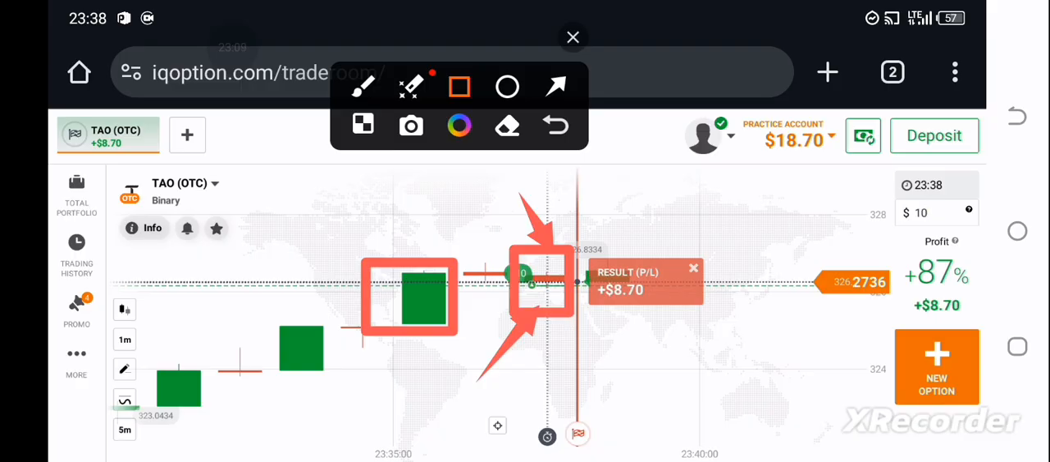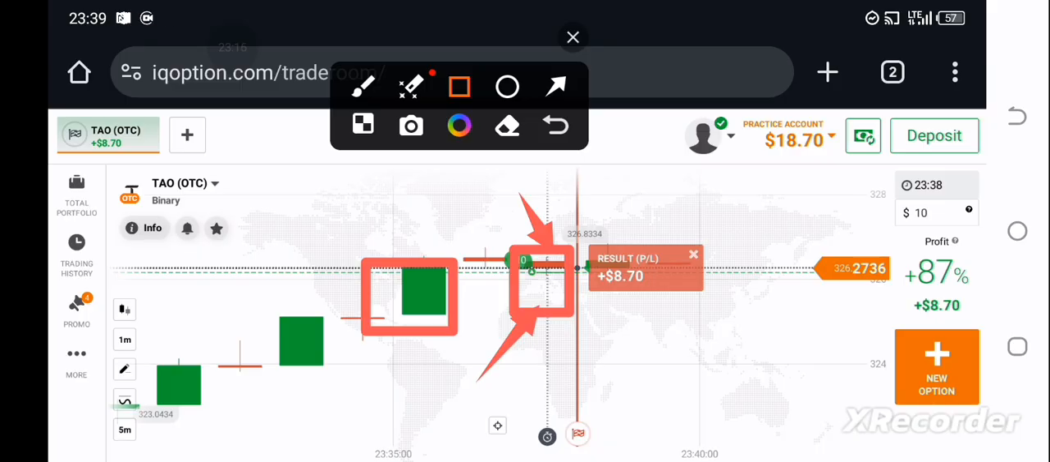Okay, so despite the fact that it closed as a bearish candlestick, I still won the trade because it closed above my entry point. The same thing with the bullish candlesticks.